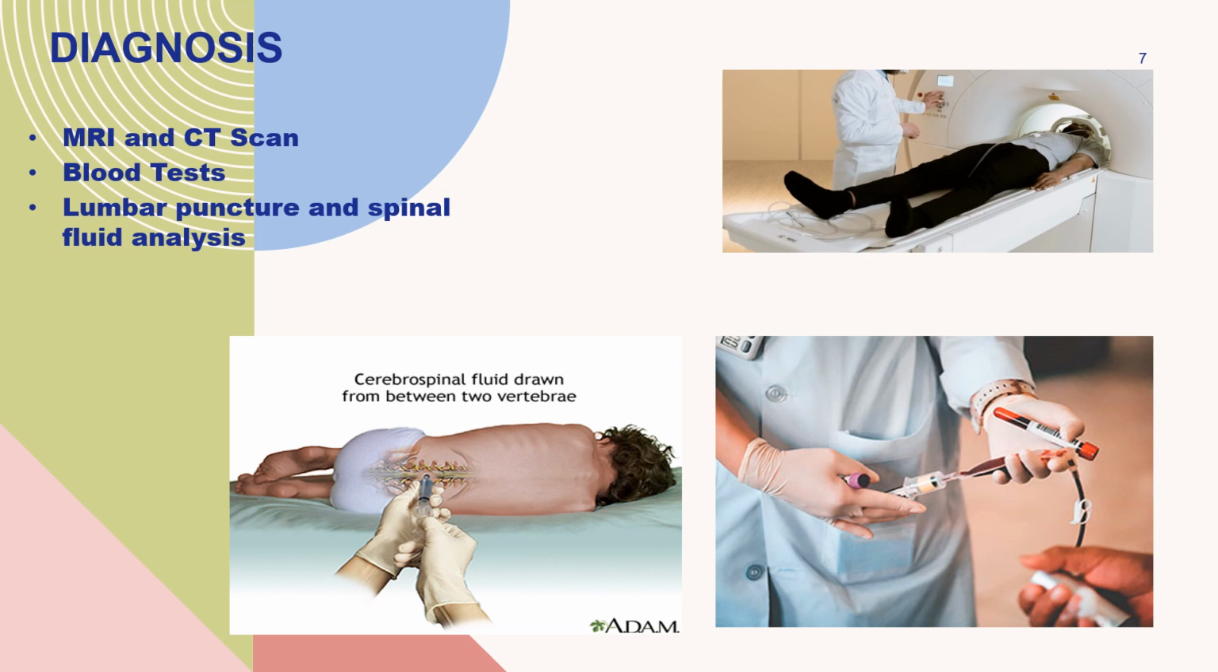Diagnosis includes MRIs and CT scans looking for inflammation or lesions on the spine that would signify transverse myelitis. Blood tests check for infection-related and immune system-related transverse myelitis. A lumbar puncture or spinal tap may also be performed by inserting a needle into the lower back and getting a sample of cerebrospinal fluid.